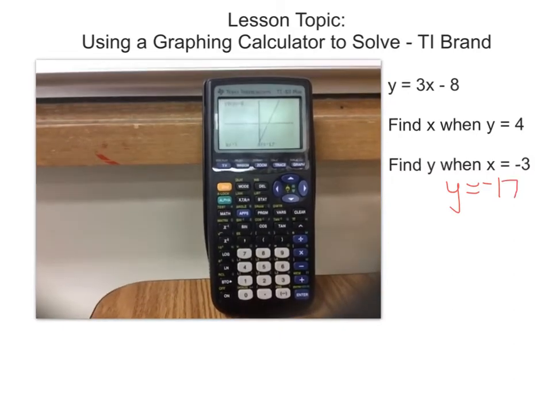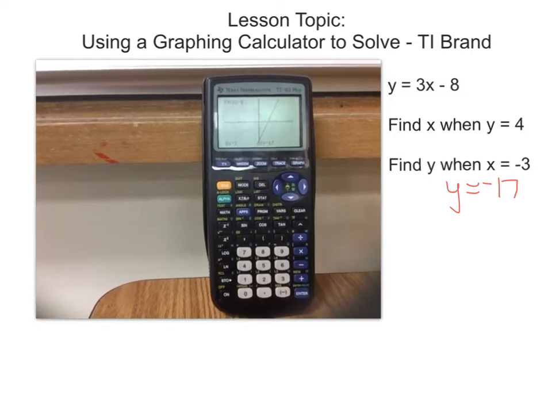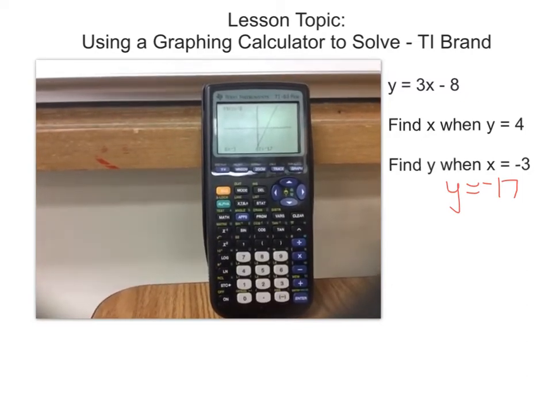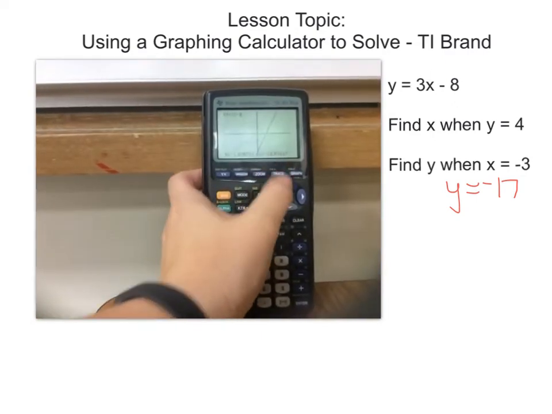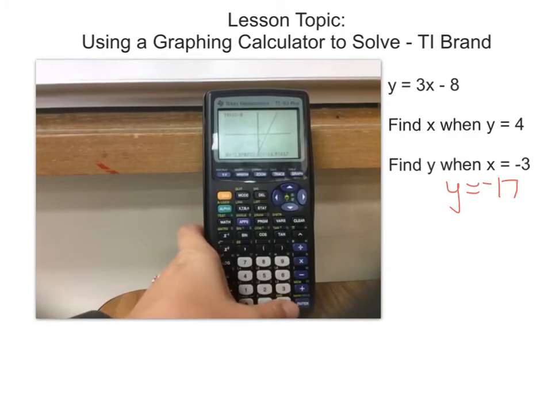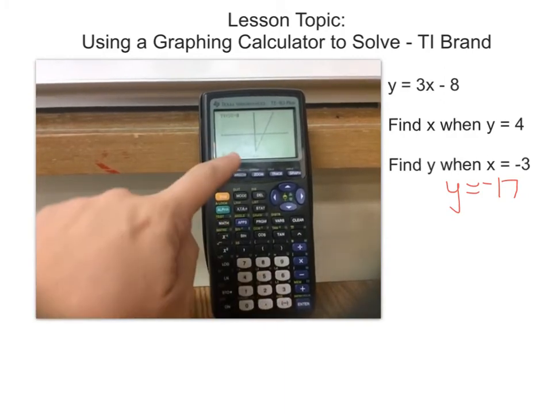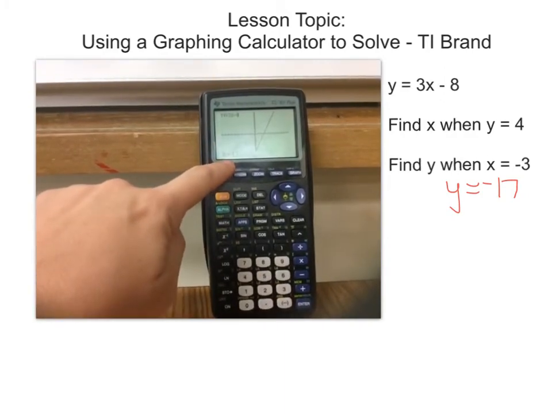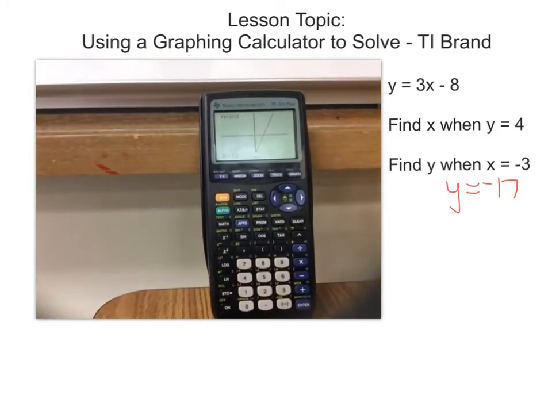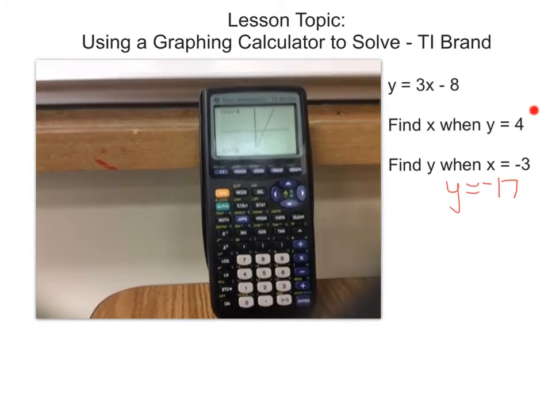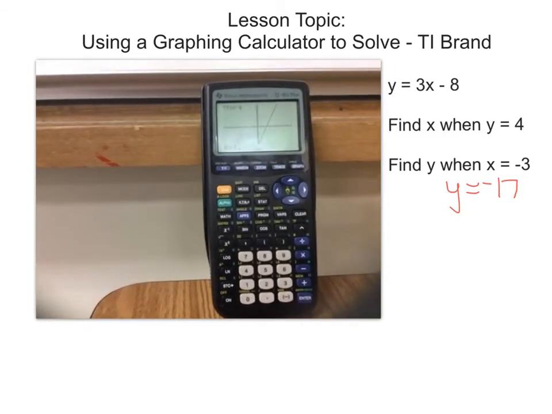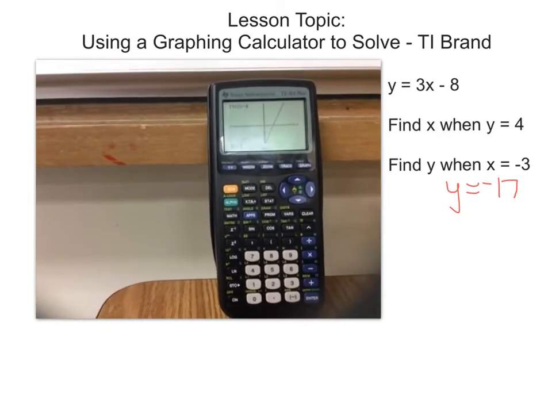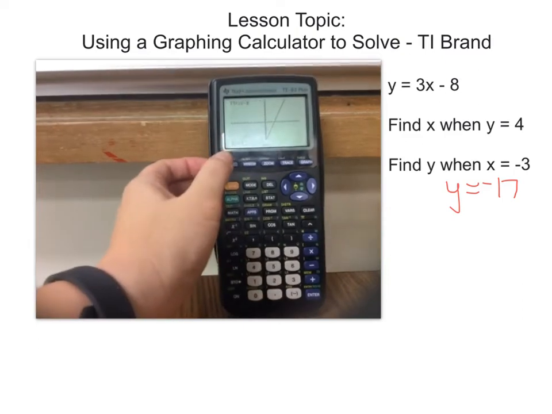All right. So the second type that we're going to do is find x when y equals 4. Now, we can't use trace for this. Again, when we use trace and typed in a number, so if we typed in 4, you'll see that it says x equals 4. But what we want is we want y to be 4. So we cannot use the same process. We can't use trace. So what we do instead is we go back into y equals.